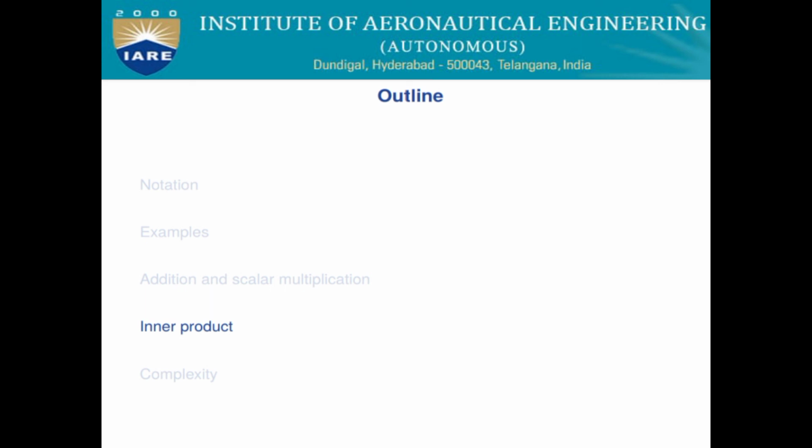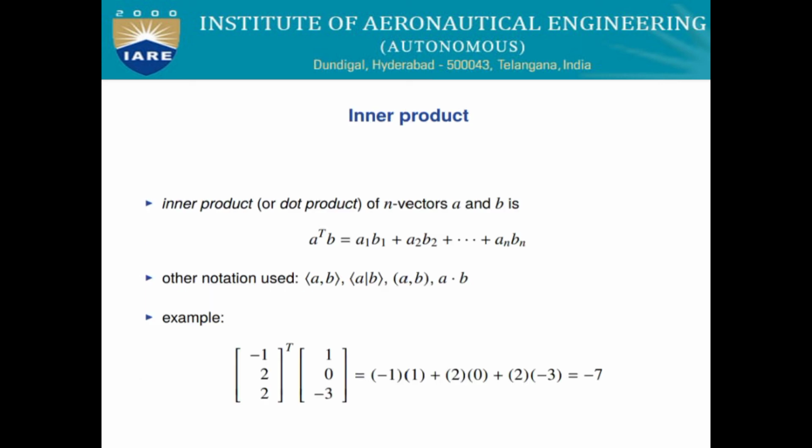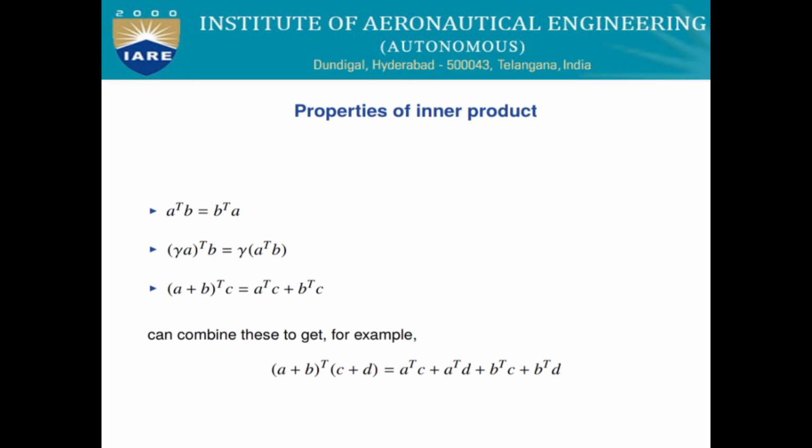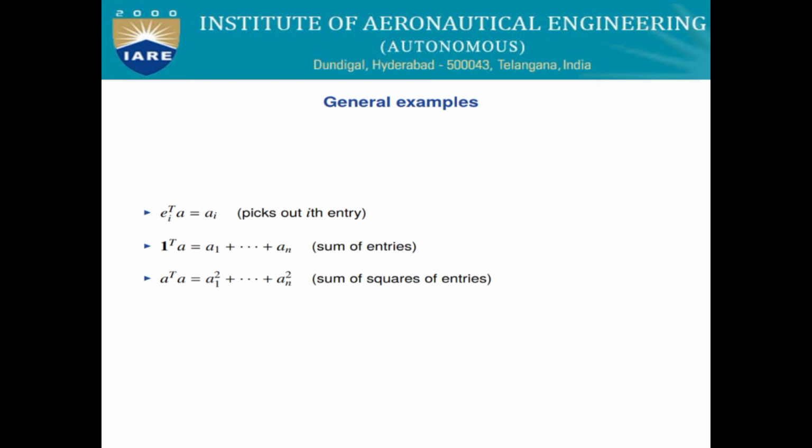Next is the inner product. Inner product or dot product of n-vectors. Another notation is angle brackets a, b, or a dot b. For example, (1, minus 1, 2) transpose times (1, 0, 3) is equal to 2 after the multiplication. Properties of inner product: a transpose b is equal to b transpose a. Gamma a transpose b is equal to gamma times a transpose b. These are all general examples.